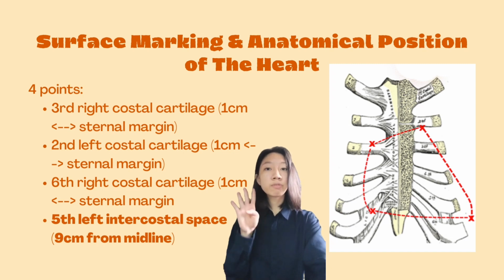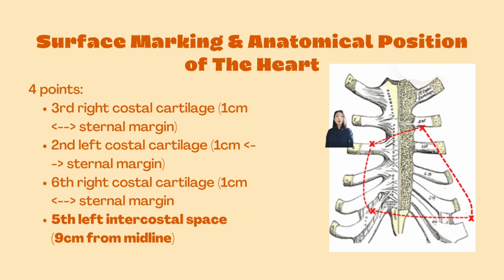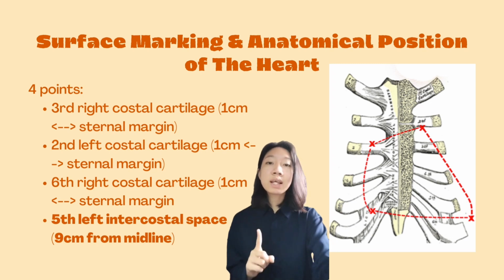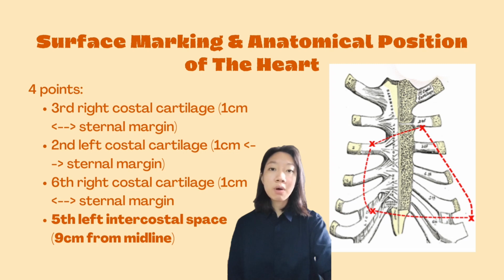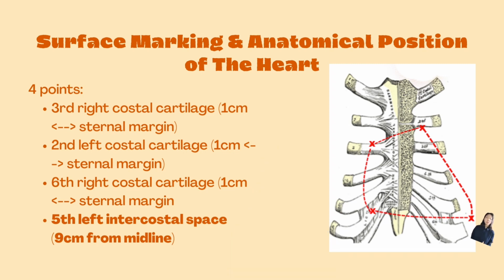Surface marking can be done with 4 points. The upper border of the third right costal cartilage, and the lower border of the second left costal cartilage, 6th right costal cartilage, and all these are 1 cm away from your sternal margin. The apex of the heart is marked at the 5th intercostal space, where it's 9 cm away from the midline.